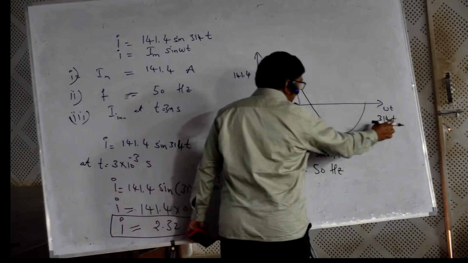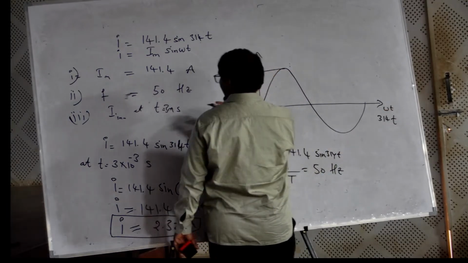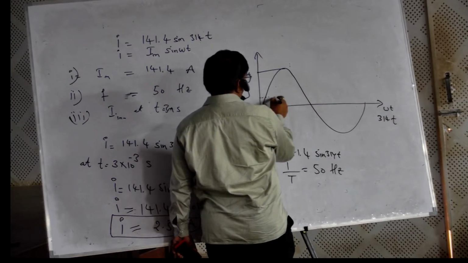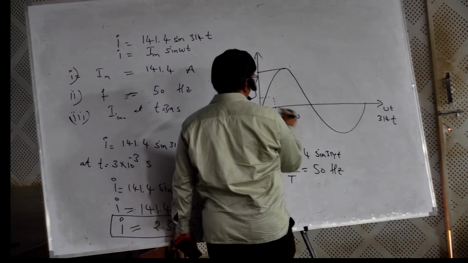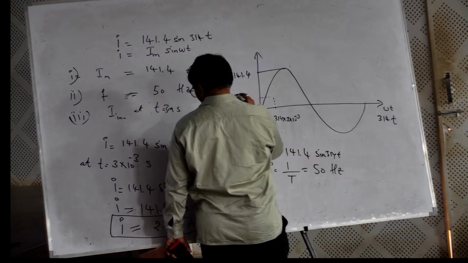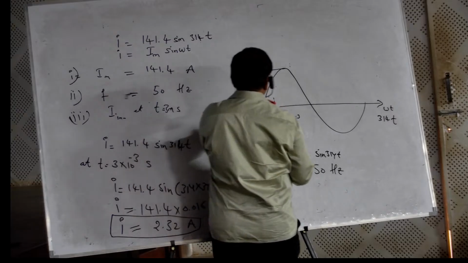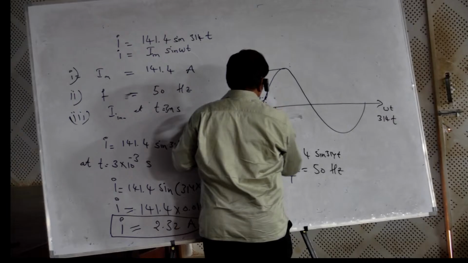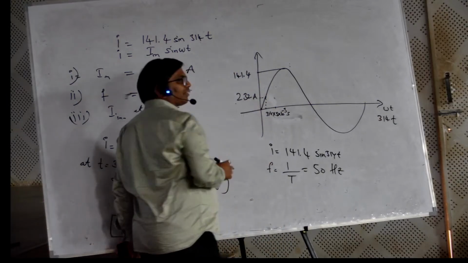Then the instantaneous value. So at t equal to 3 milliseconds, what is it? 314 into 3 milliseconds. The value is now how much? So the point will come here. For example, it is 314 into 3 milliseconds, the value is here now, 2.32 amps. This is the value.